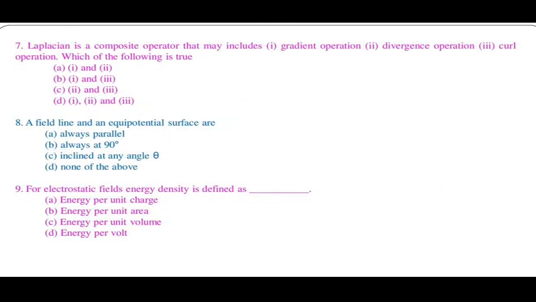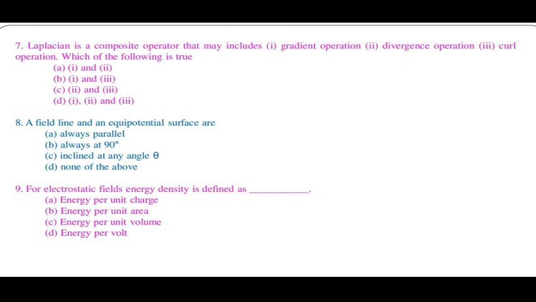Question 7. Laplacian is a composite operator that may include 1. Gradient operation, 2. Divergence operation, 3. Curl operation. Which of the following is true? A. 1 and 2, B. 1 and 3, C. 2 and 3, D. 1, 2 and 3.